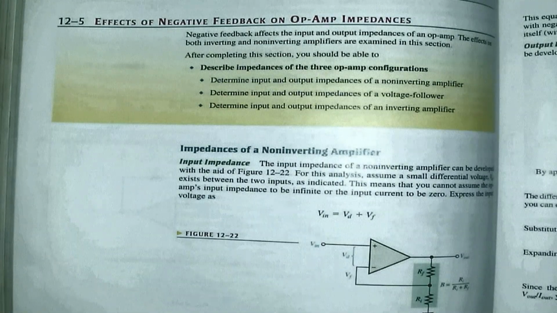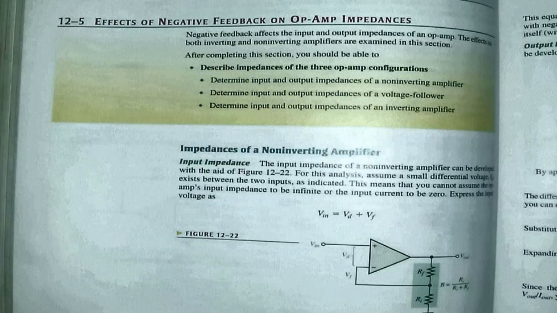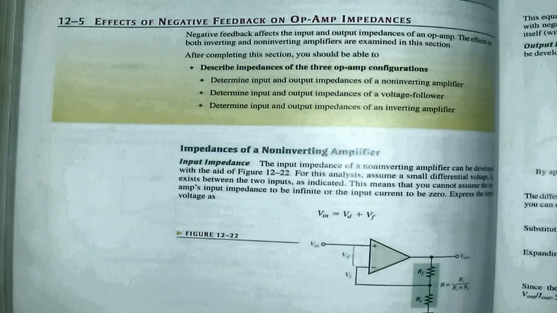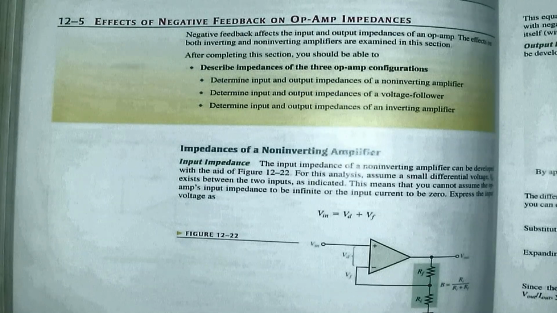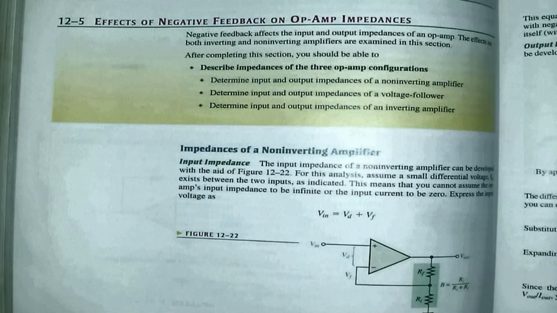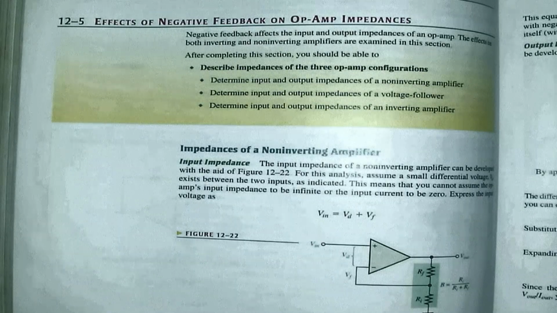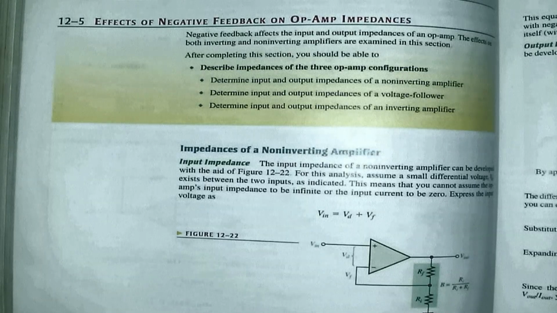All right, today we're going to look at 12.5, the effects of negative feedback on op-amp impedances. Now, we know we get an op-amp. That op-amp has certain characteristics. All right, now what's going to happen when we apply negative feedback? The overall characteristics of the complete circuit will change.